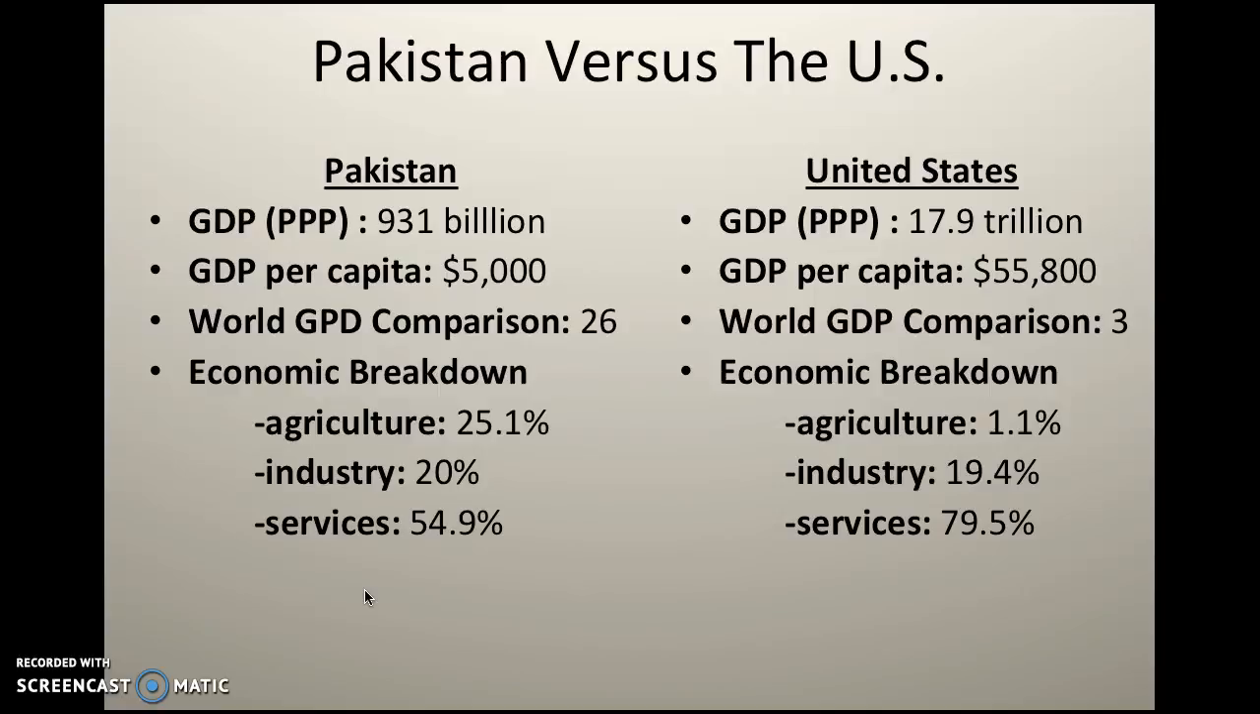Okay, and when comparing the United States, I thought this was interesting because our numbers are completely different. Our GDP, the adjusted number from the CIA's website, is 17.9 trillion, and our GDP per capita is 55,000 compared to 5,000 in Pakistan. And we're ranked number 3 as far as the world comparisons. We have very little agriculture, it's 1.1%, and our services are almost 80%. So that is a lot compared to any of the other countries as far as services go.